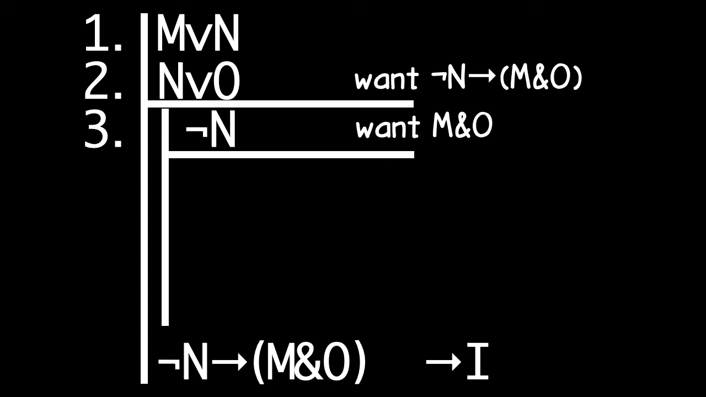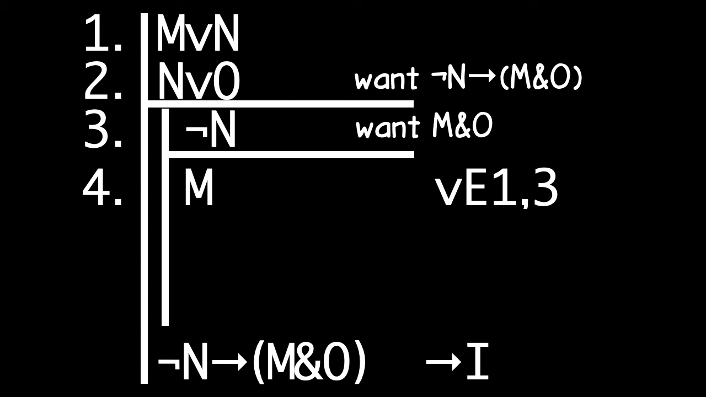Notice that making this assumption gives us more to work with. Now we have not N available to us on line 3. And that means we can apply or elimination on line 1 and line 3 to get M. Because we have more than just the disjunction now, we also have the negation of one of the disjuncts.